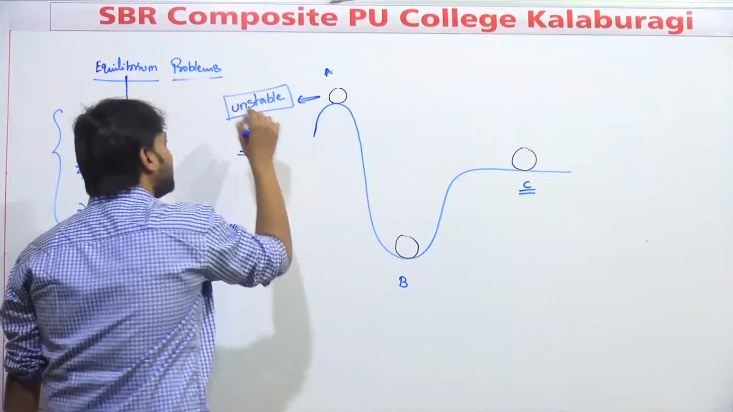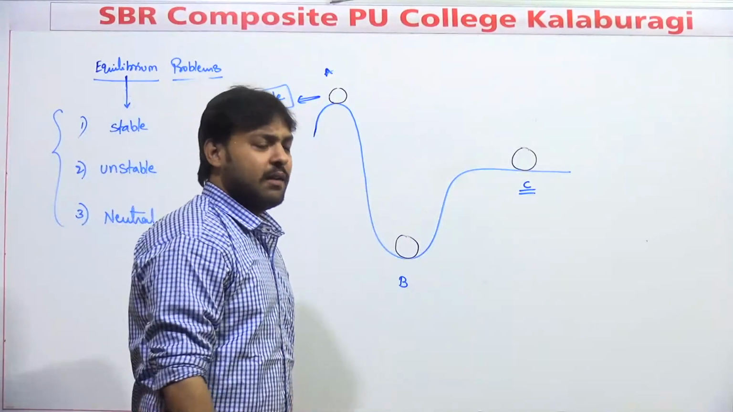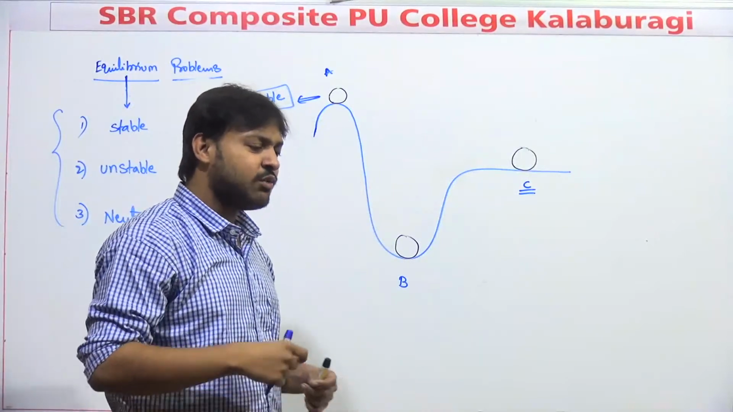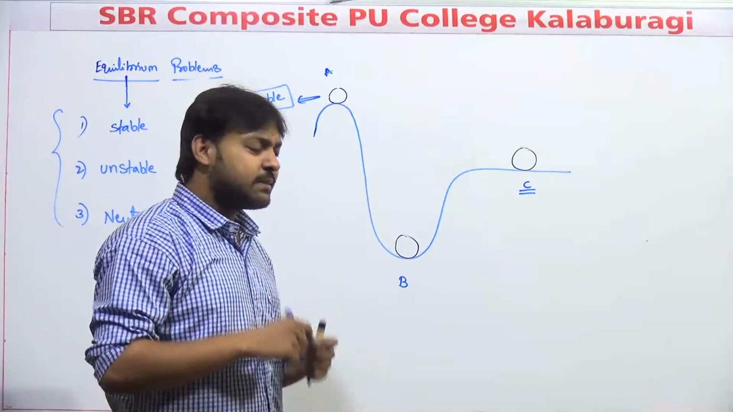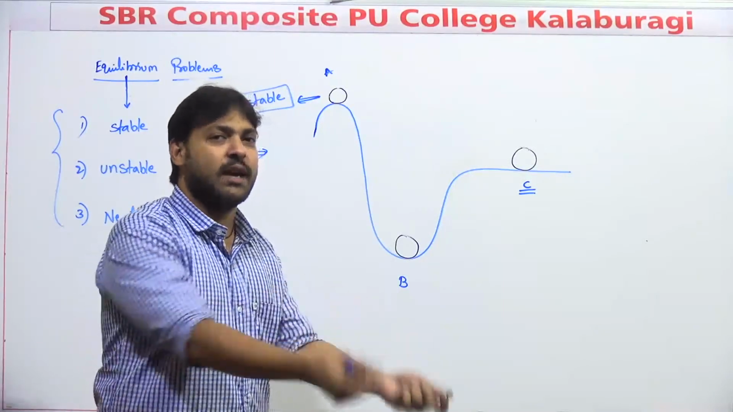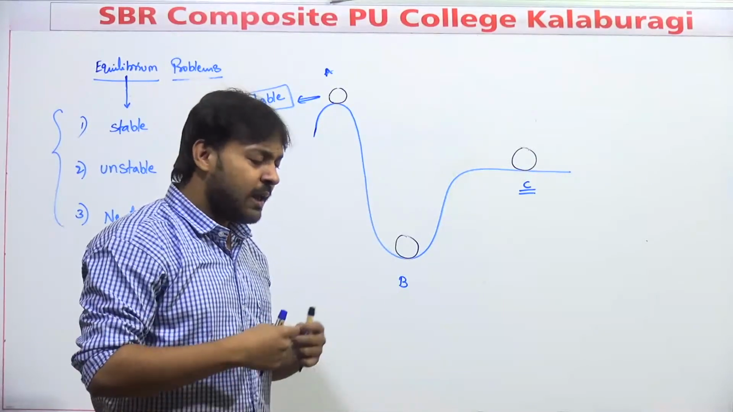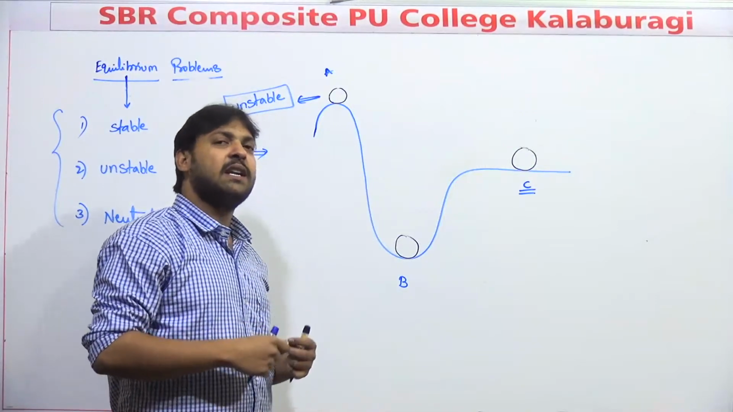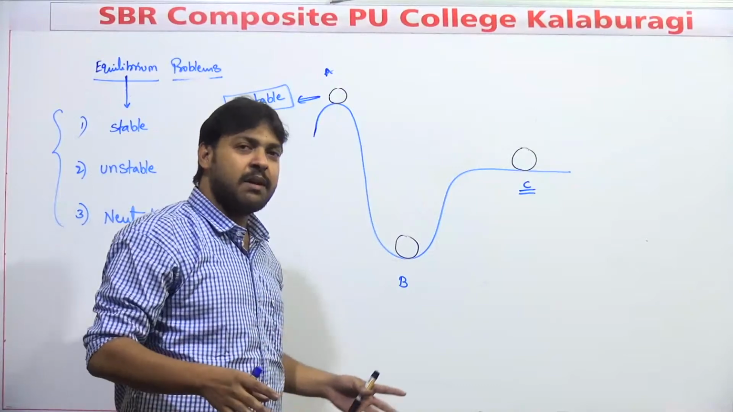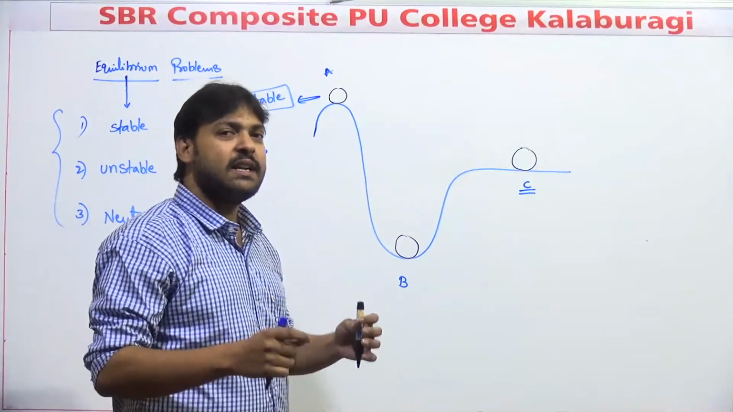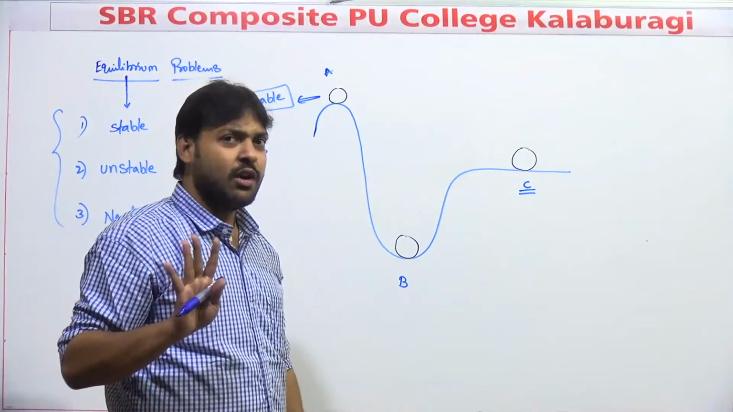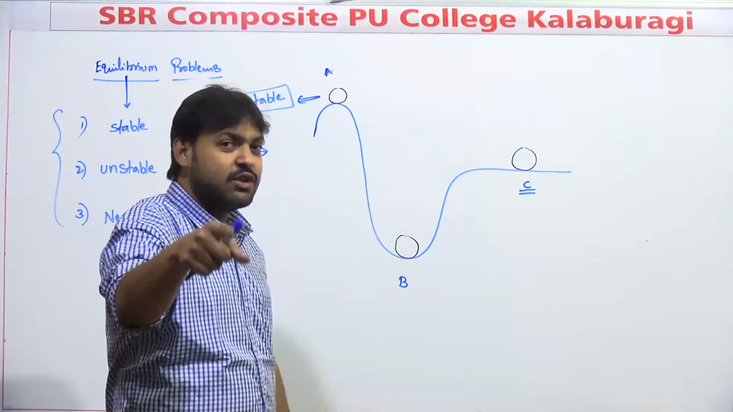So what do you mean by unstable equilibrium? Whether the bodies or the charged particles, it won't come back to its original position if you give a small amount of force to that. If you give a small amount of force and the bodies are coming back to their original position, we call it stable. If they are not coming back to their original position, we call it unstable equilibrium. Equilibrium in the sense, net force should be zero.